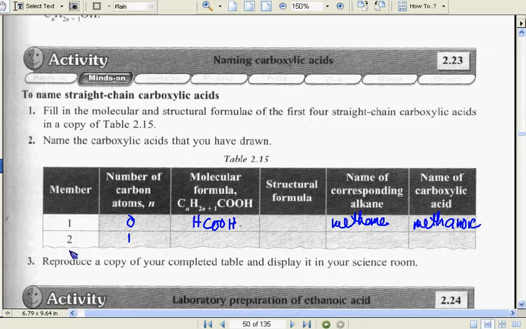Now I am going to consider the fifth member. The fifth member will have 4 carbon atoms. So the molecular formula will be C4H9COOH. I will draw the structural formula later. The name of the corresponding alkane with 5 carbon atoms is pentane. Therefore, the name of the carboxylic acid is pentanoic acid. Now, I am going to draw the isomers for this particular member.